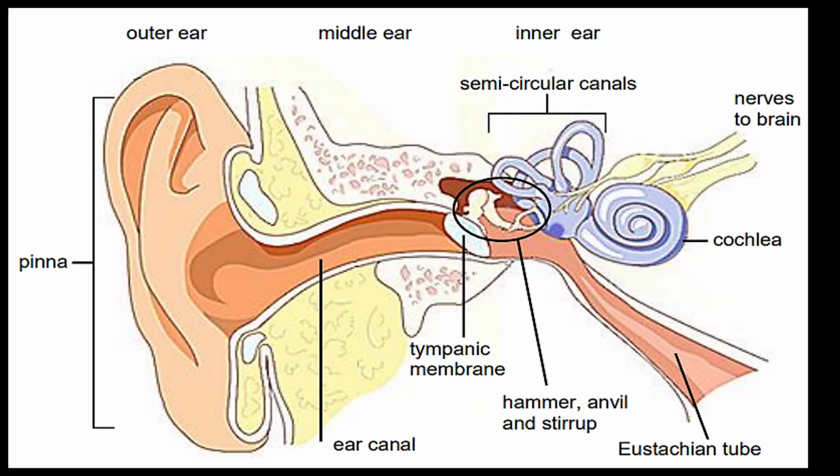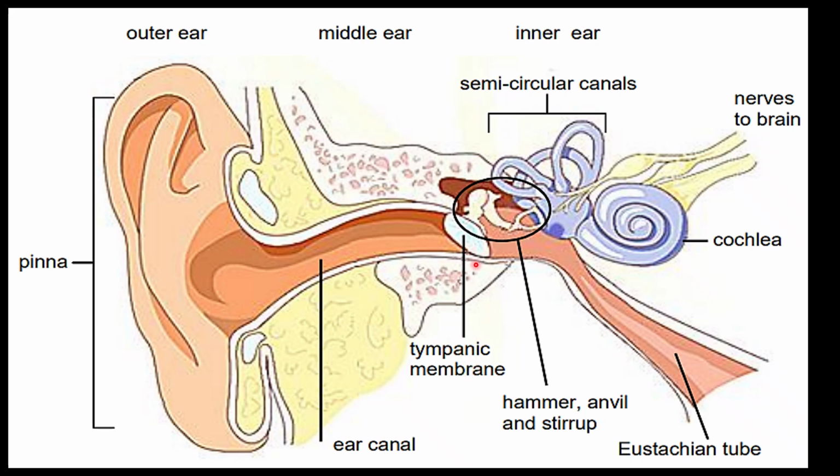So let us look at the different parts of the ear, and then we'll go on to its functions and adaptation. Starting here, we have the part we always see, what we call the ear, which is actually the pinna. The pinna forms part of the outer ear, and then just within it, we have the ear canal, and the ear canal leads to the tympanic membrane.